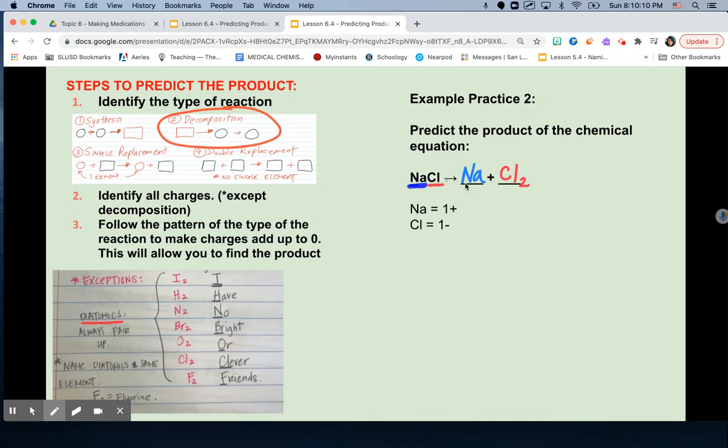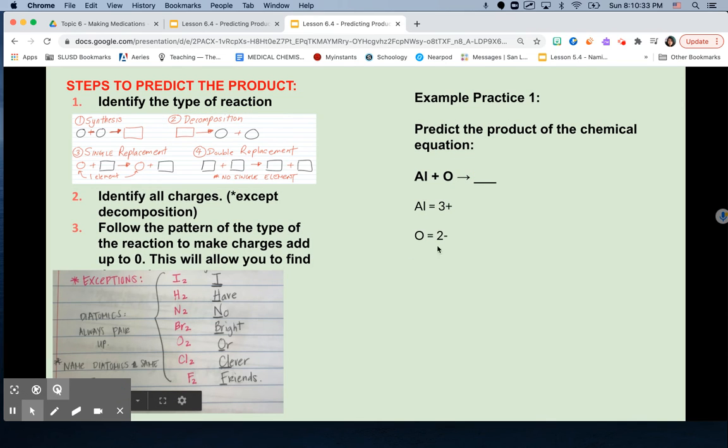So here, basically our final answer is this part. So let's do another one to try. Okay, same 3 steps again. So here I have the equation Al plus O, and it makes one thing at the end, and my goal is to try to figure out what it makes.